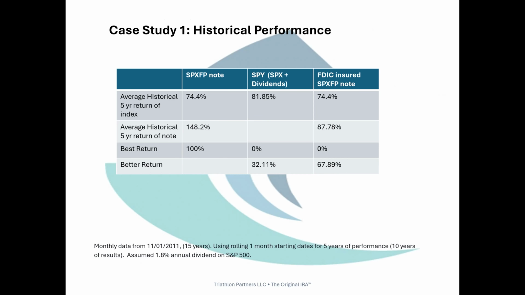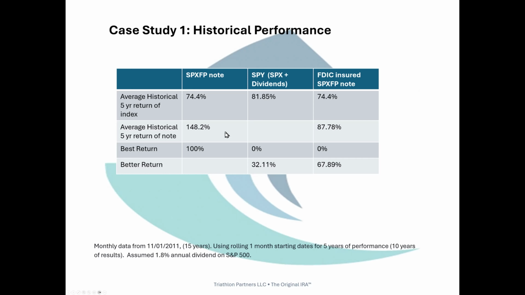Why don't I take samples of every month for 5 years? So the average historical return of the S&P excess return index was just under 75%, whereas the S&P 500 with the dividends was almost 82%, which is consistent with what we saw on the tables that the issuer provided.